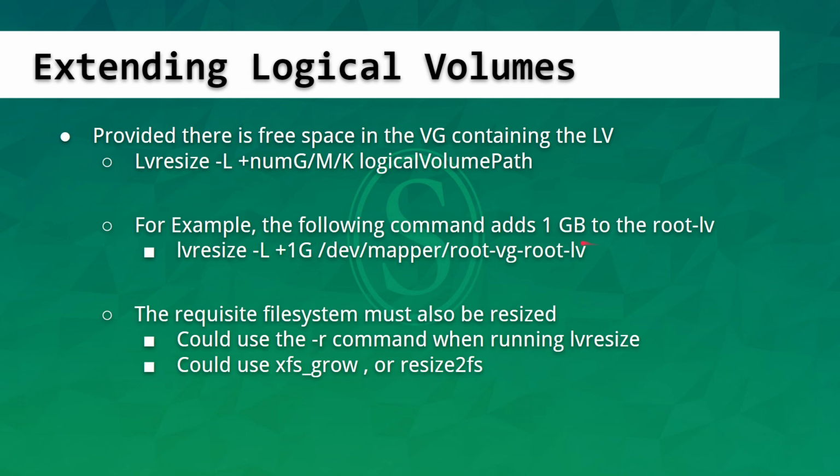So for example, here, if we wanted to add 1 gigabyte to the root logical volume, it would be something like lvresize dash capital L plus 1G. This is 1 gig. We want to add it. That's what that plus dictates. And then the volume path would be slash dev slash mapper slash root VG dash root LV. And that will add 1 gigabyte to the logical volume.